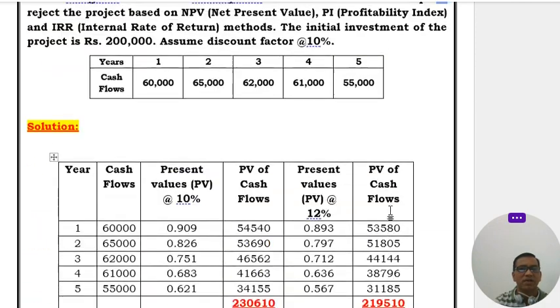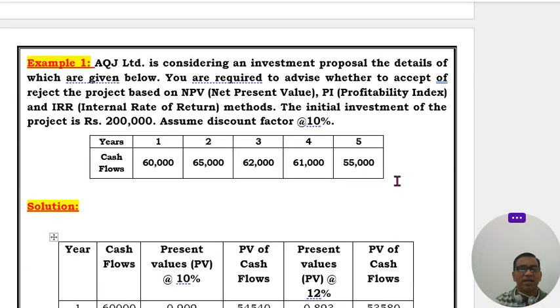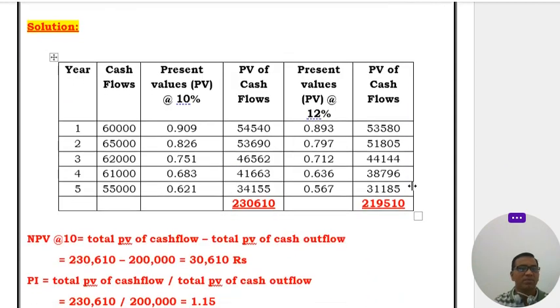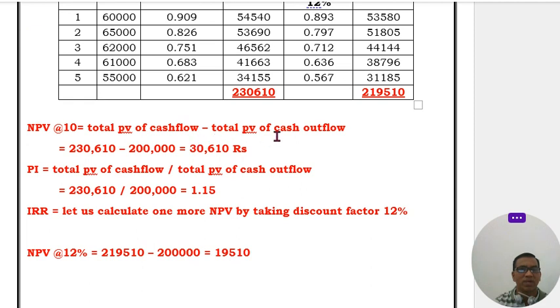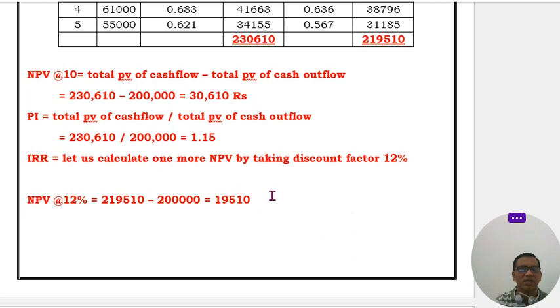So this is the calculation of the NPV, PI and IRR. NPV is PV of cash flow minus cash outflow. Profitability index is PV of cash flow divided by PV of cash outflow. And what about IRR? Here you have to calculate IRR. We need the interpolation formula. If you want to apply the interpolation formula, we need two NPVs at two different rates of return.